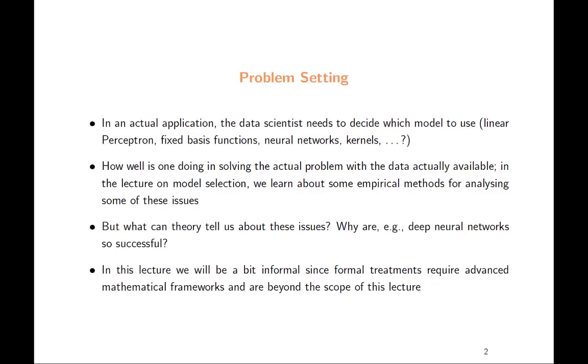But what can theory tell us about these issues? Why are, for example, deep neural networks so successful? In this lecture, we will be a bit informal, since the formal treatment requires advanced mathematical frameworks and is beyond the scope of this lecture. So I'm reviewing main results.